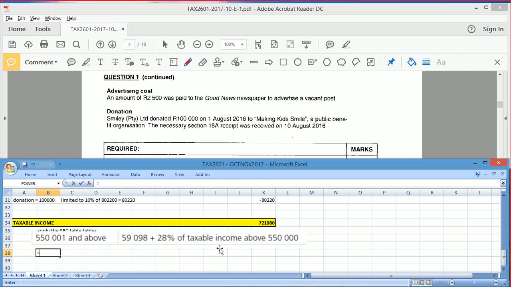So obviously we're going to have 59,098 plus 0.28% of 721,980 less 550. Does that make sense? Yes, sir. Okay, it gives you an answer of whatever that is. $107,252. So that's how much you're going to have to pay in taxes for this particular business.